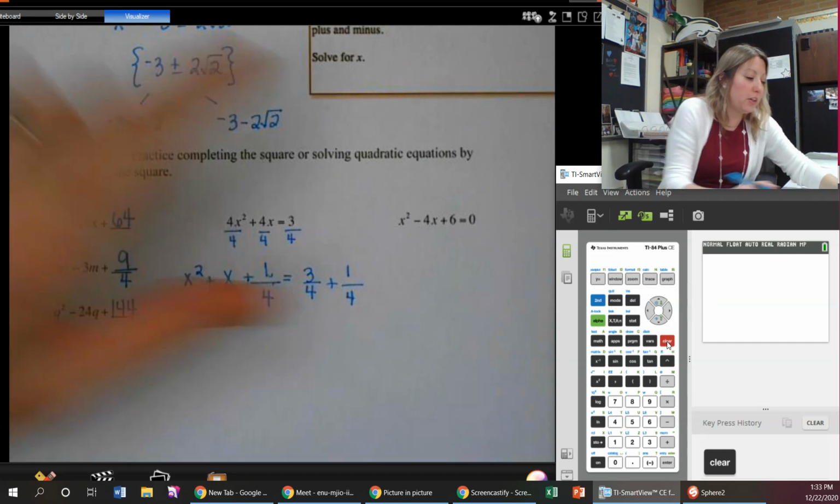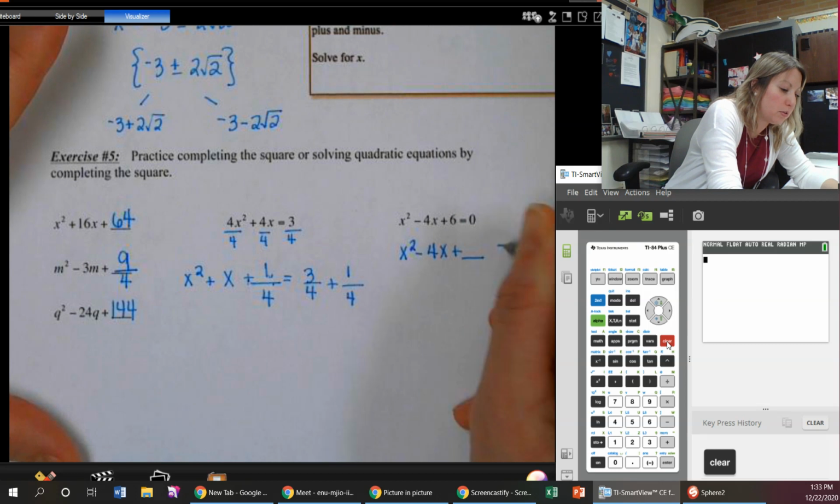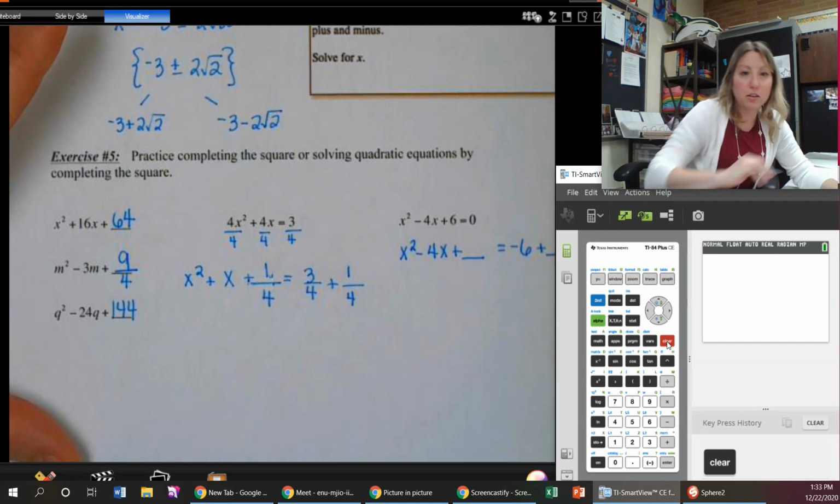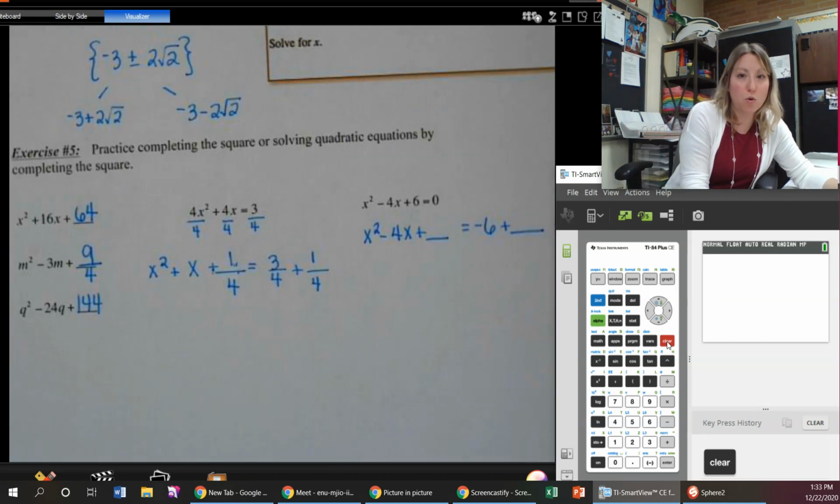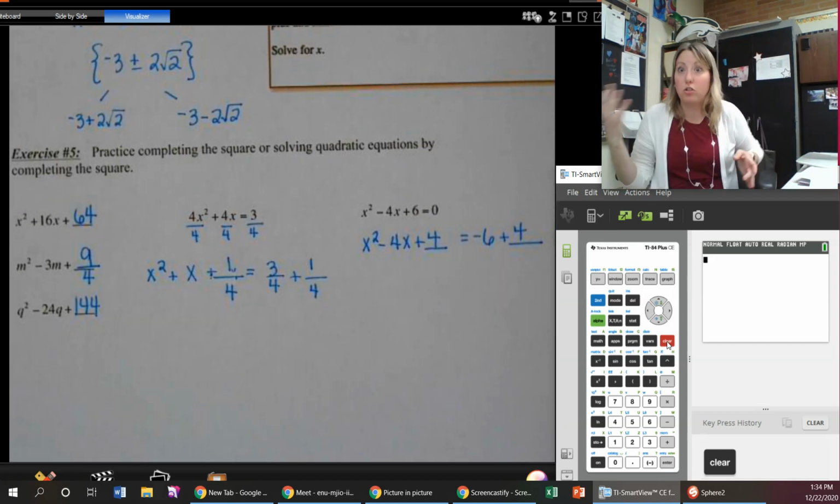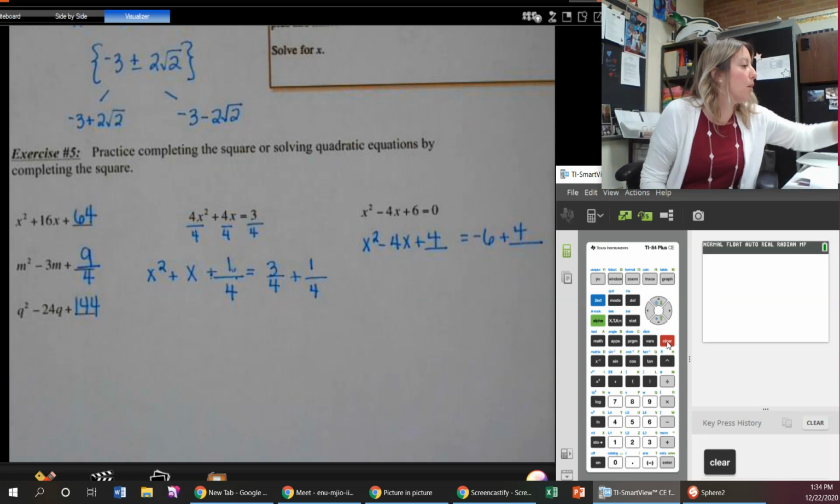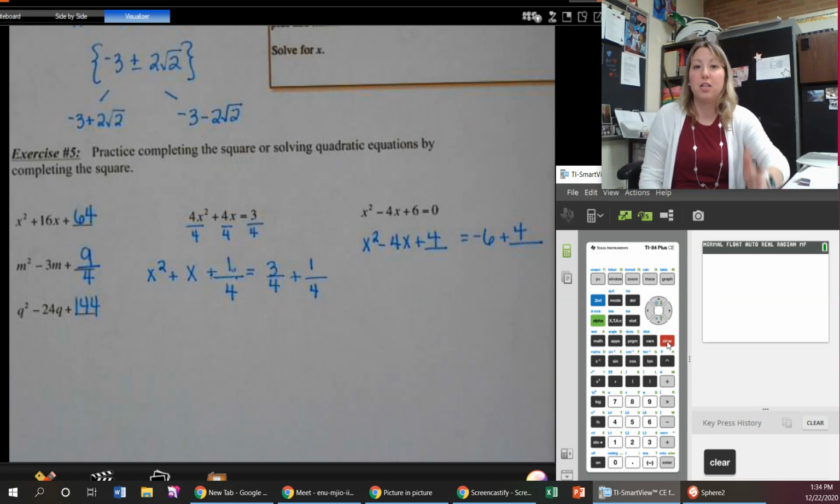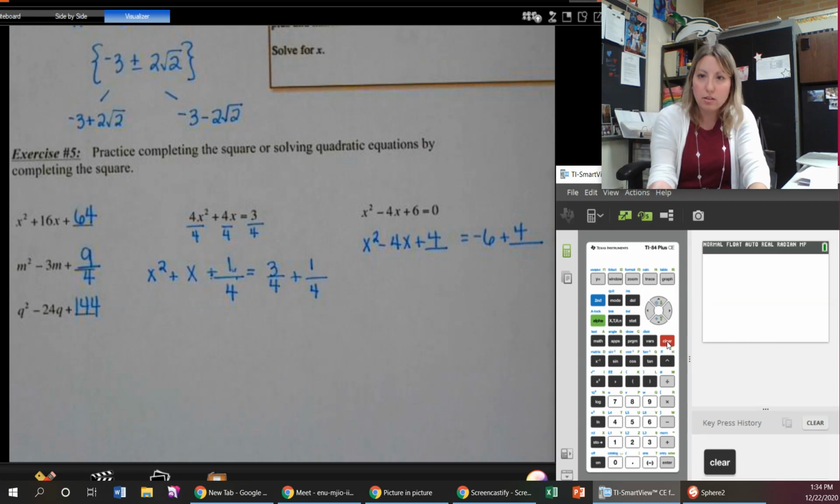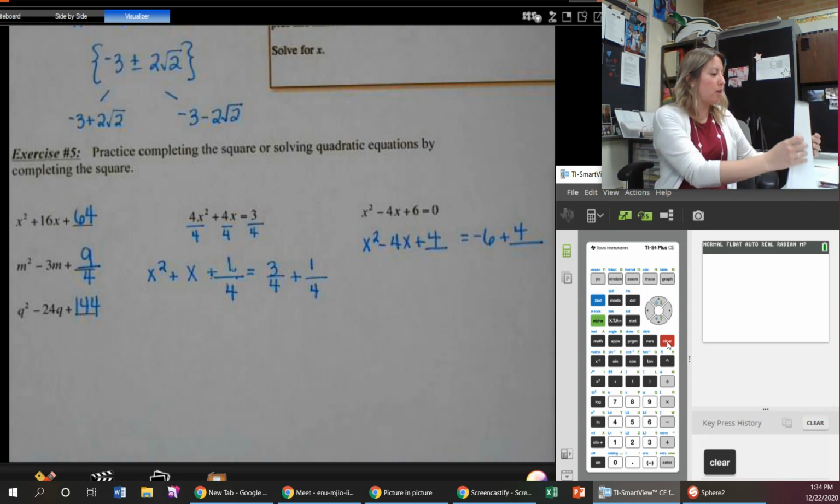This one, move the 6 over. x squared minus 4x plus blank equals negative 6 plus blank. Fill in the blank. Filling in the blank is a 4. That part, as you've noticed, just starts to become second nature when you do it enough. Making the perfect square trinomial needs to be that quick so that the rest of it is where you can spend your time.